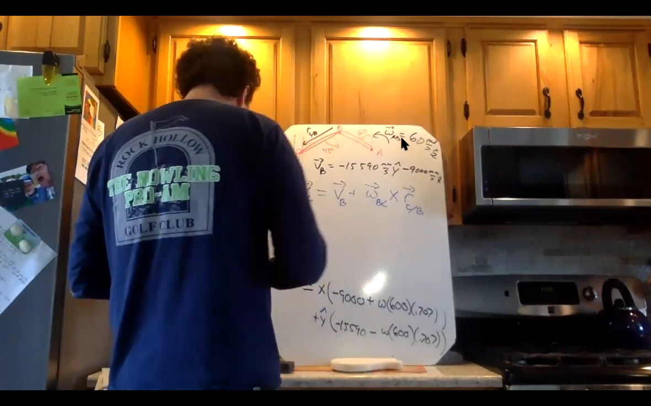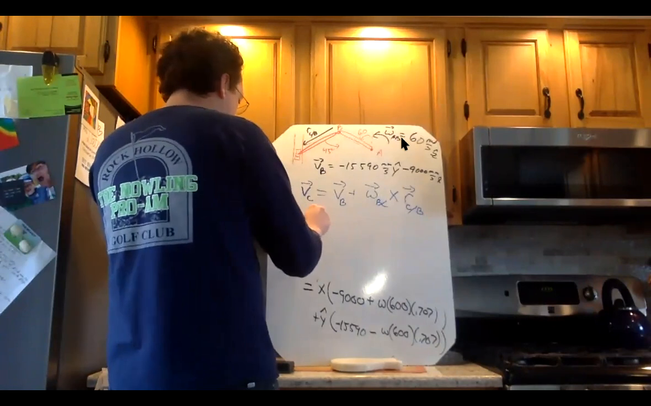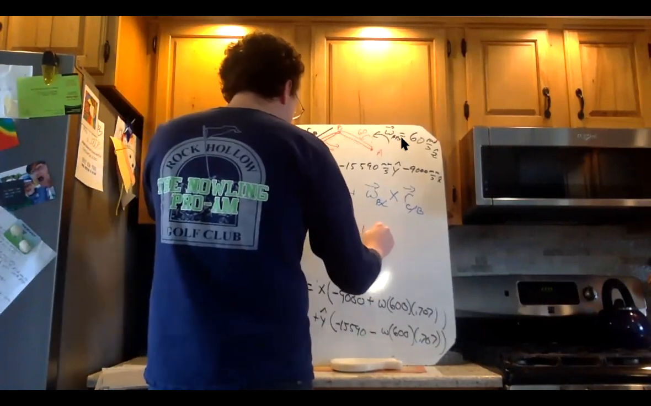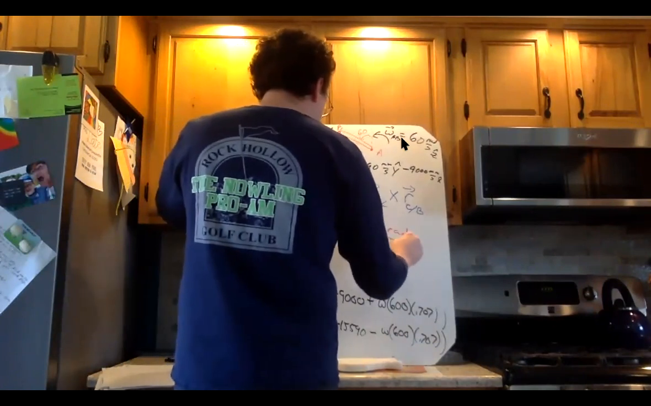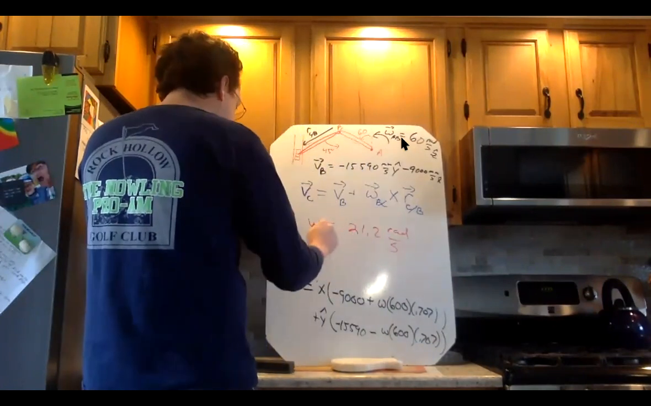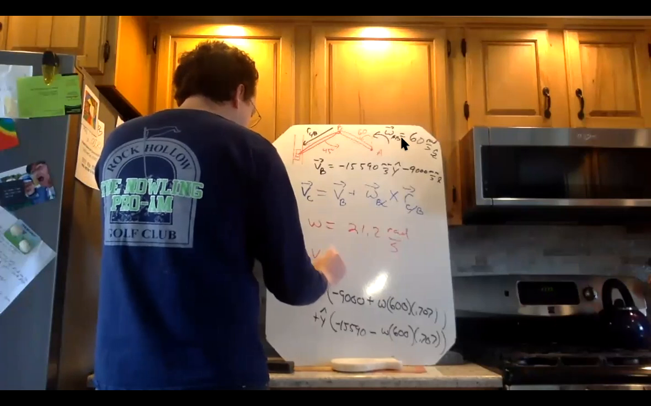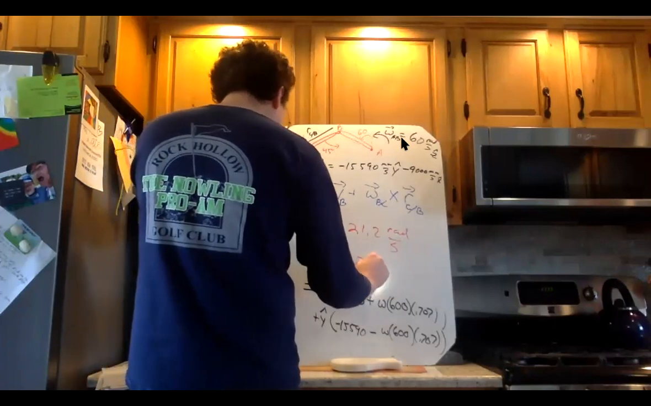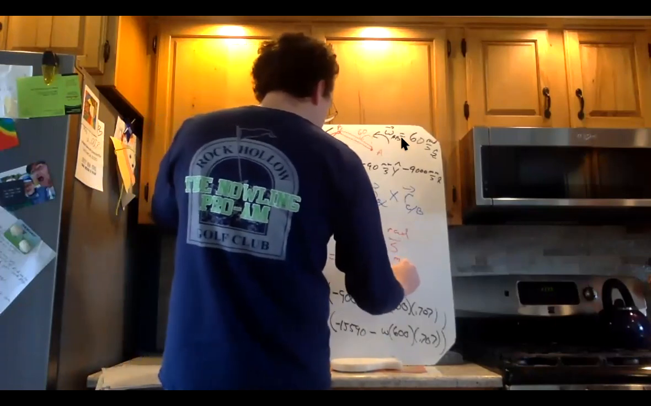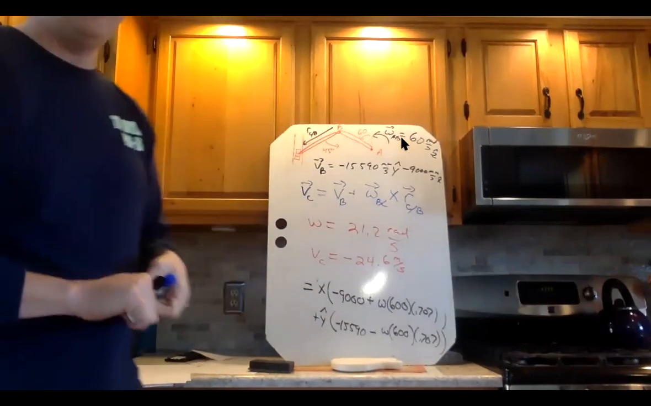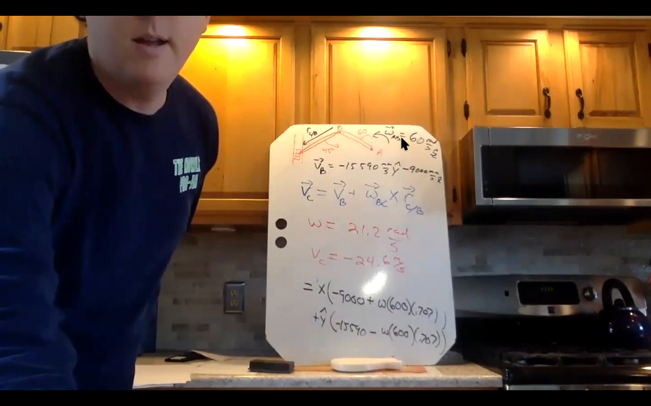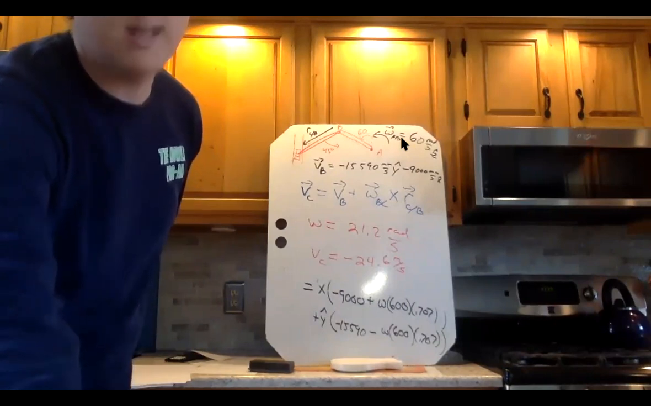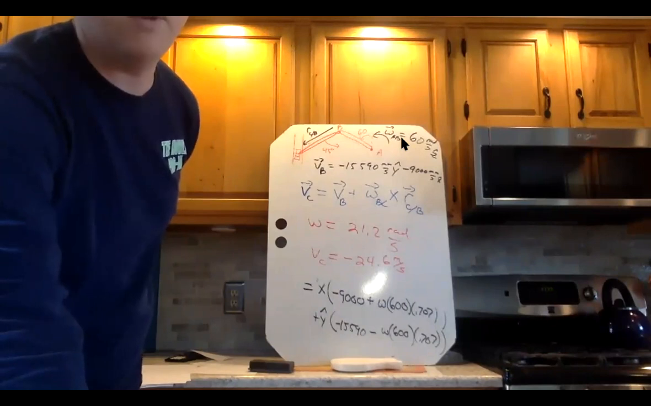So write the answers down. For omega, I find 21.2 radians per second. And then for VC, which is only in the y direction, I find negative 24.6 meters per second. Okay. And if I switch over, you got that's the right answer. It matches how the book did it.